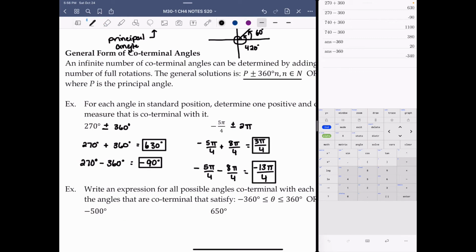In our calculators, let's add 360 degrees and see what we get. Negative 500 plus 360. We know it's still going to be a negative because negative 500. Let's see what we get. So negative 140. We need to add another 360. And then we get our smallest positive angle. This would be our principal angle.